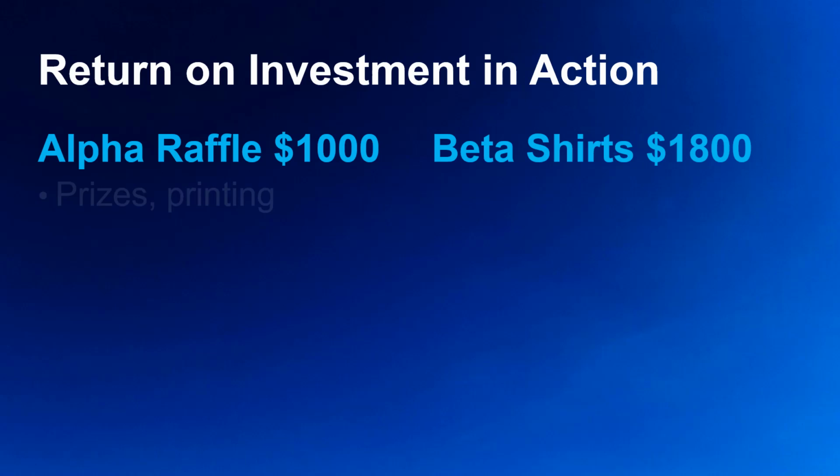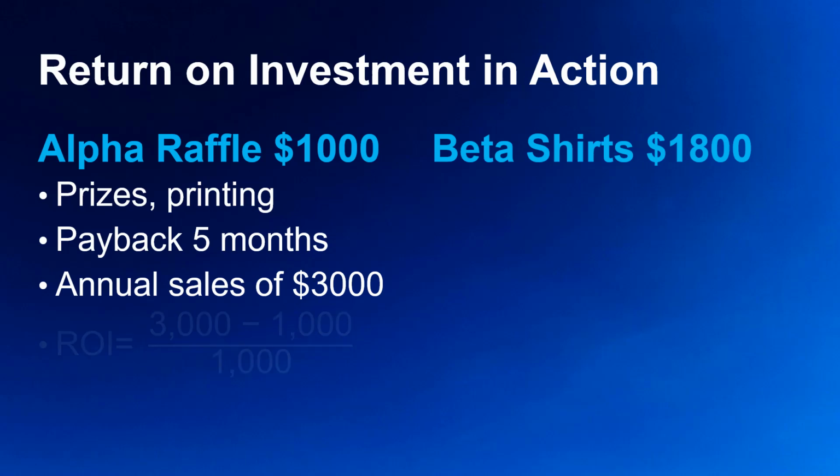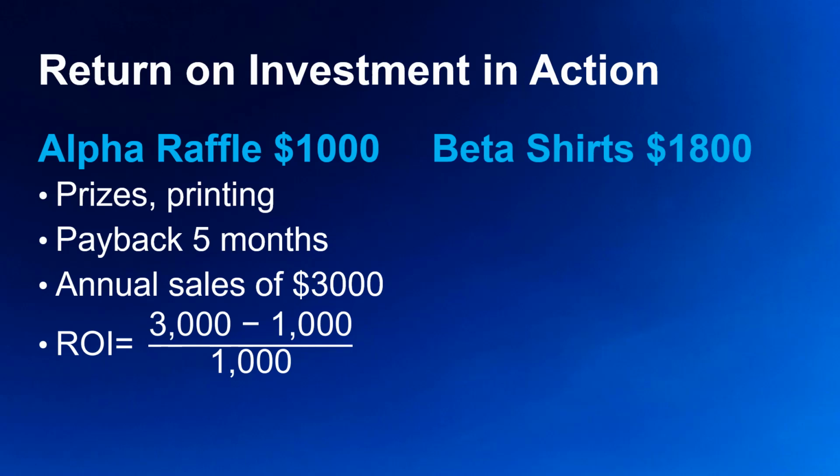For the Alpha Project, the $1,000 was spent on prizes and printing raffle tickets and posters. It had a payback period of 5 months and sold as many tickets as they could with a total ticket sale of $3,000. If you calculate out the ROI using the formula and numbers, it had a return on investment of 200%.